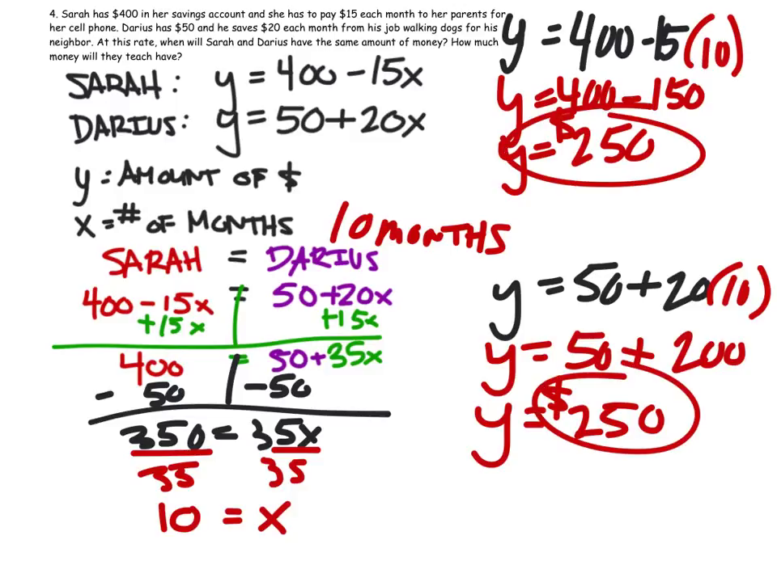When will they have the same amount of money? 10 months. How much money will they have? $250. So all of this is the answer.